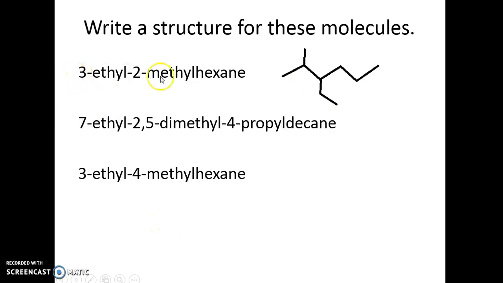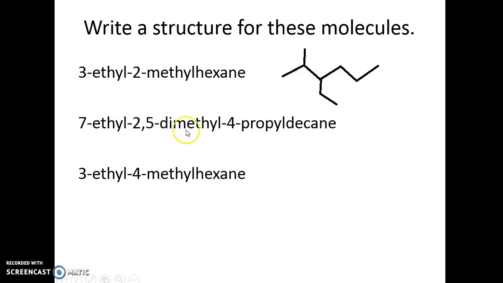Okay, this is 3-ethyl-2-methylhexane. 1, 2, 3, 4, 5, 6 carbons. On the number 3 carbon, you have 1, 2 carbons. On the number 2 carbon, you have 1 carbon.